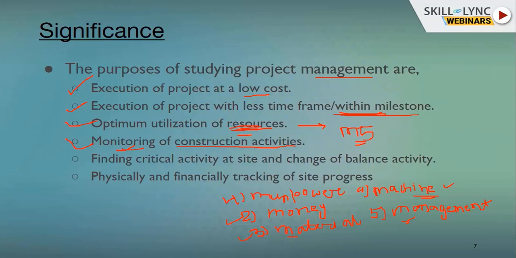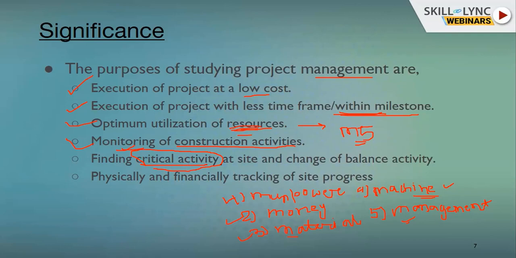Finding the critical activity at site and changing it to a balance activity. Yes. First, you need to learn what a critical activity is. A critical activity is the activity at site which is delaying the project, which has the longest path. As you will see, I will derive it for you in more detail, but I will just brief it now. The critical activity is the activity which has the longest path and which might delay the project.